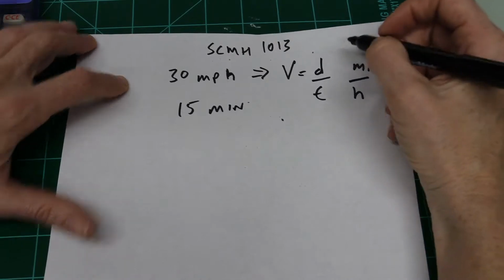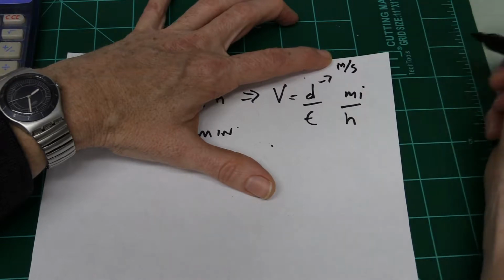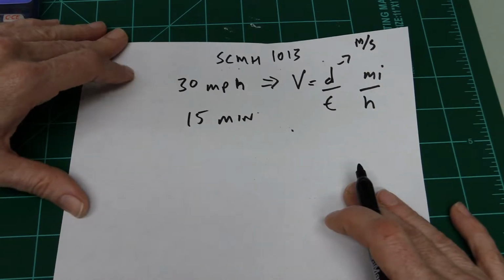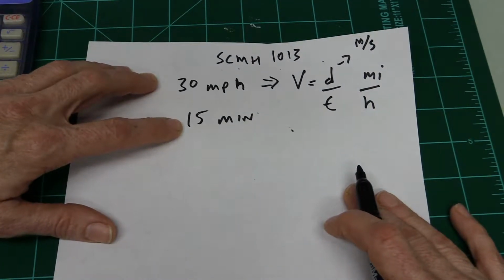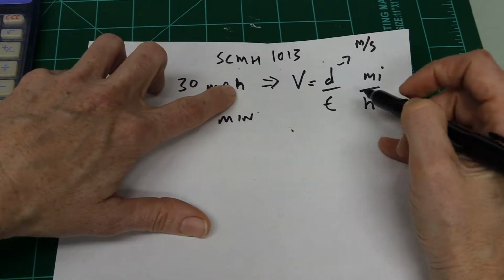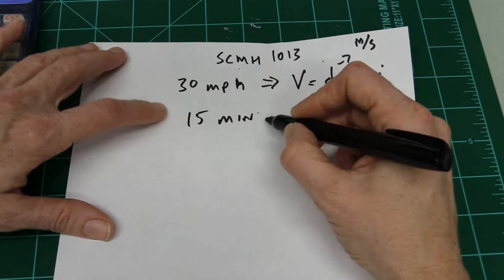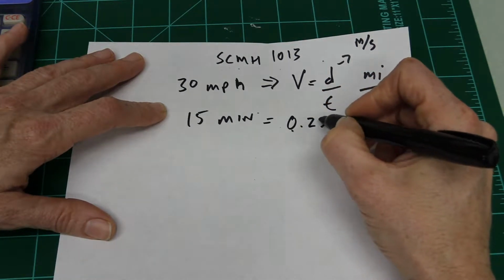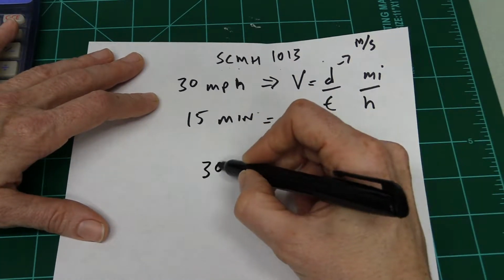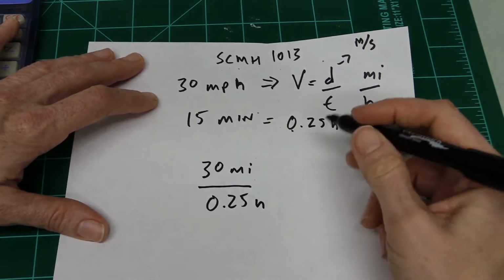The book also says that velocities can be measured in meters per second, but 30 miles per hour is something you'll see in your car odometer. We all know that we work in hours and minutes more than seconds in everyday life, and 15 minutes is equal to about 0.25 hours.